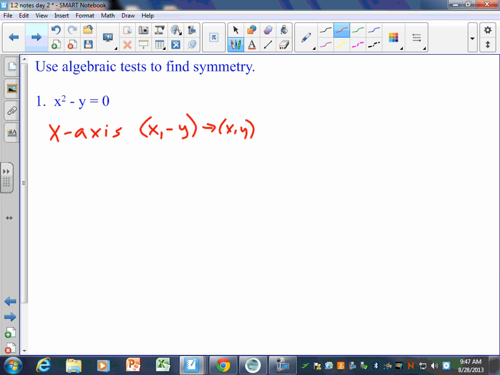And maybe you can tell right away, but if I plug x in here, that's still going to stay as x squared. But if I plug negative y in there, do I get back the exact same equation that I started with? No, I have a problem, right? This does not equal the same equation, which means it's not symmetric with the x-axis. That's what you're looking for.